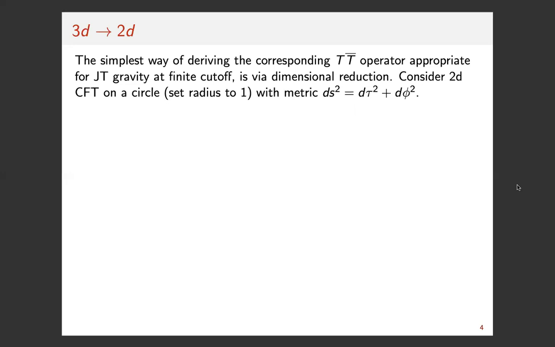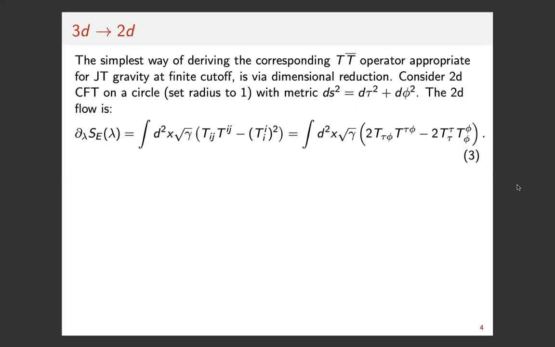So I'll have a metric that is just d tau squared plus d phi squared. I set the radius of the circle to 1. And so in that case, the flow equation, this determinant of T, now has these particular components, as I've written in equation 3. And the right-most side is in explicit coordinates. And the point is that if I want to do a dimensional reduction, or at least integrate over the phi direction, then this T phi phi is kind of a problematic piece in this equation. It will just be some different operator in the 1D theory.